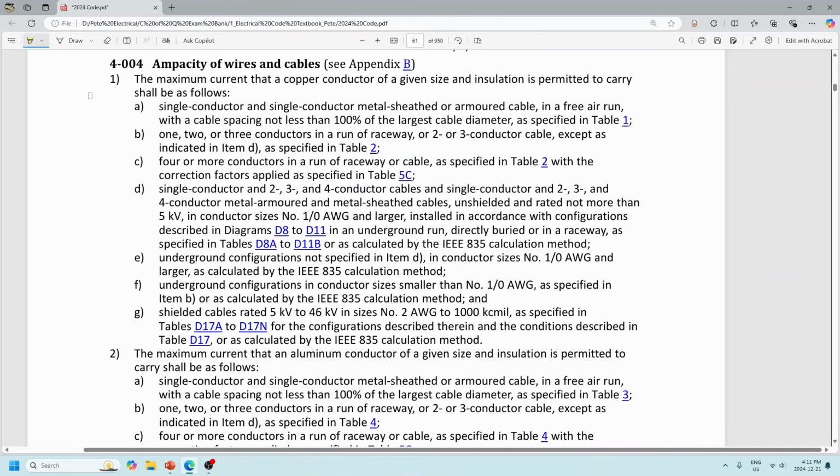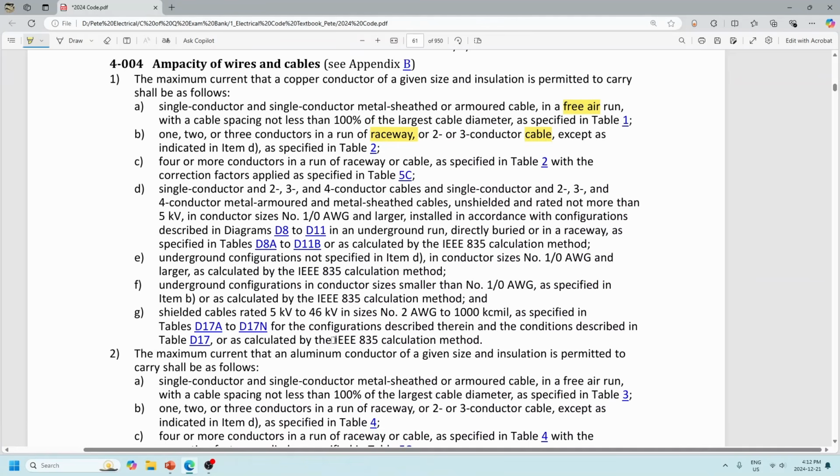Okay, so let's take a look at 4004, ampacity of wires and cables. Keep in mind there are rules in Appendix B. These rules we're going to look at are just going to be for free air installs and for placing the conductors into a raceway or a cable. We're not going to be looking at direct burials or anything like that. That's going to be covered in subsequent videos.